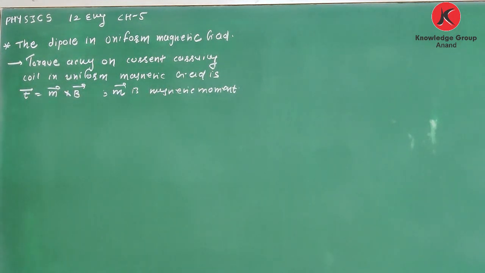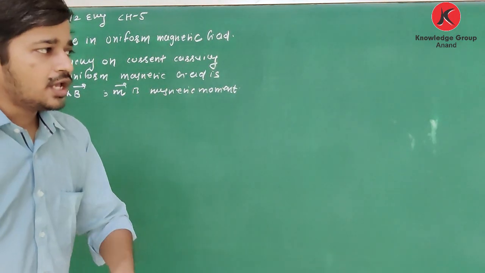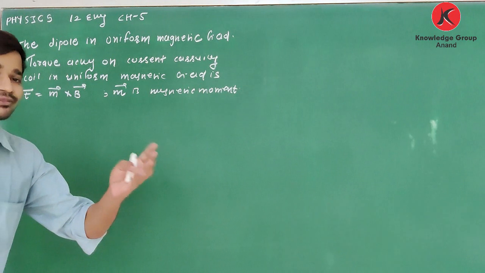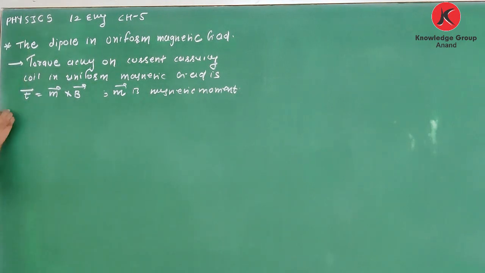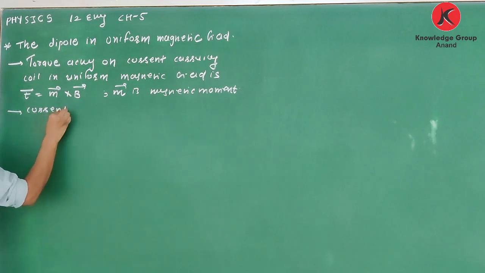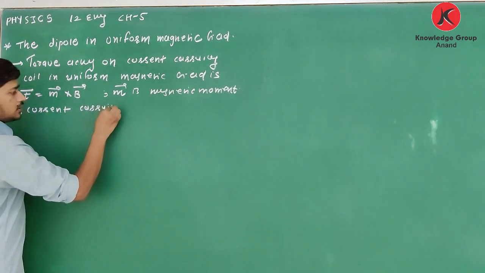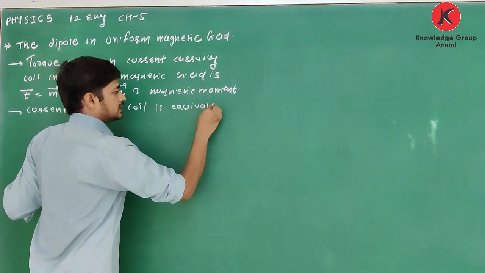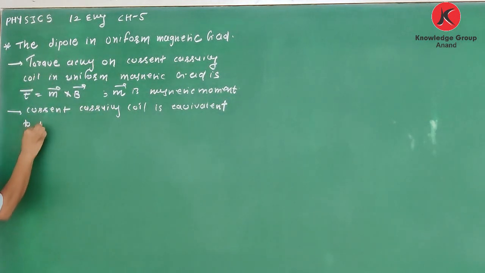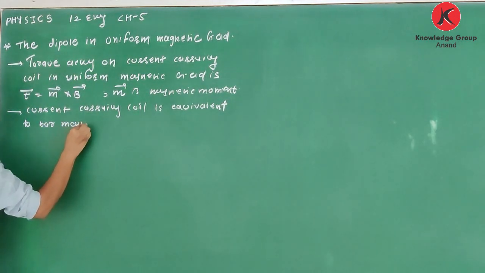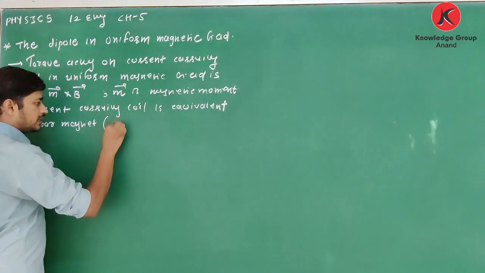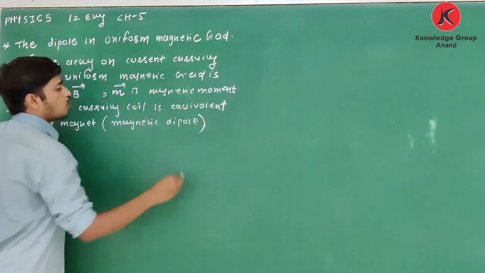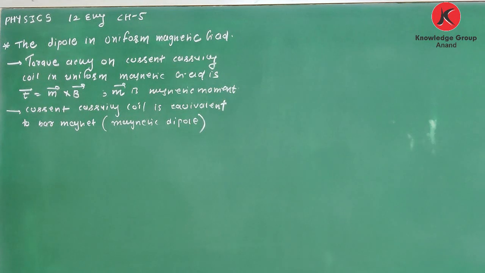And in the last chapter and also in yesterday's theory, we obtained one relation: a current carrying coil or solenoid behaves as, or is equivalent to, a bar magnet. Bar magnet means I can also write magnetic dipole. So what is the meaning of this?